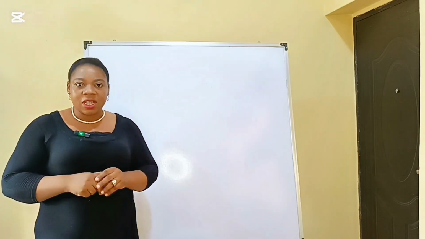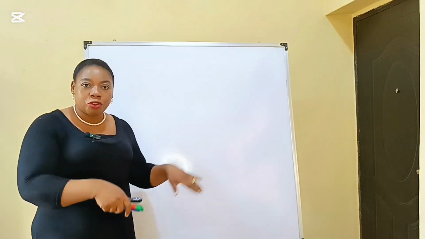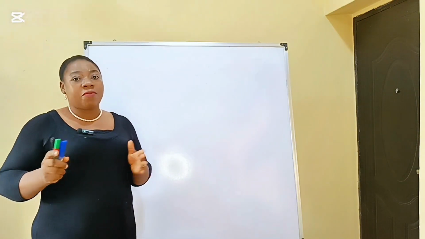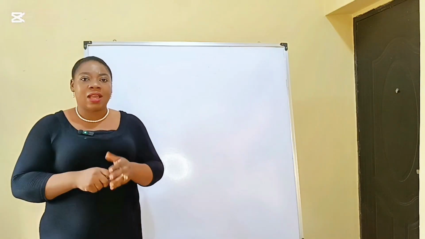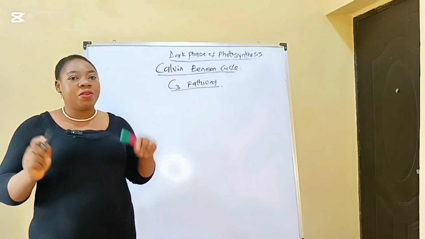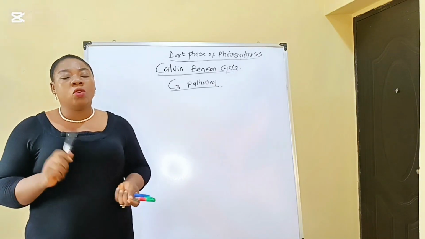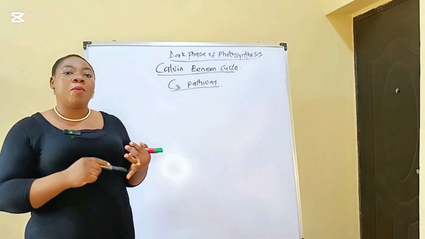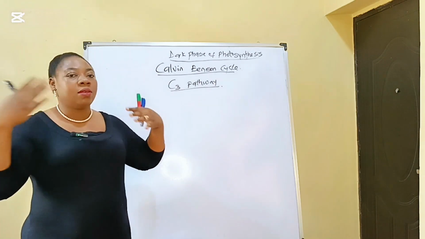Our study focus for today will be the dark phase reaction of photosynthesis, which is also known as the Calvin-Benson cycle or the C3 pathway. As discussed earlier in our previous classes, photosynthesis is the synthesis of organic compound from carbon dioxide and water, in the presence of light, sunlight.